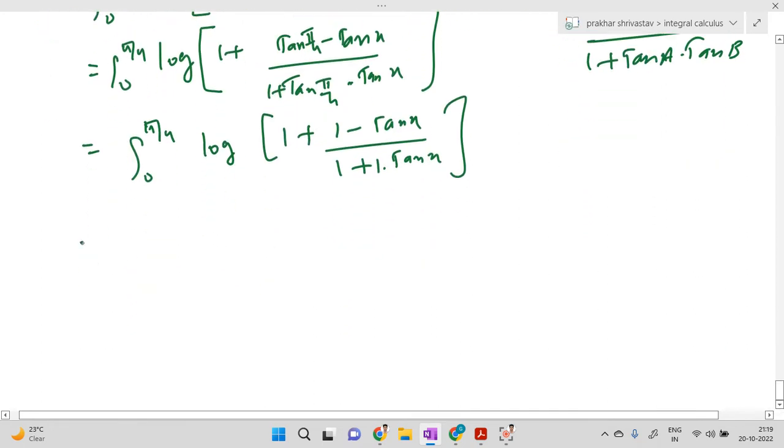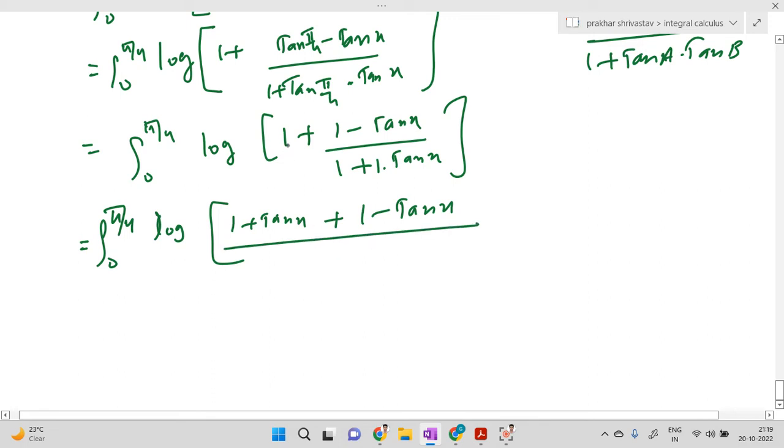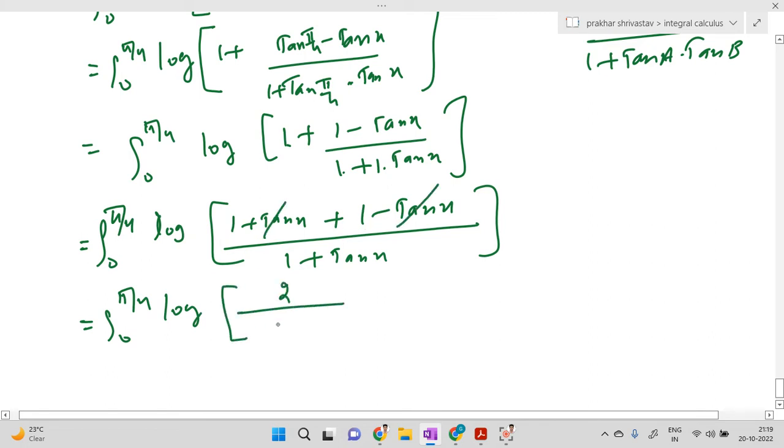समझ में आ रहा है? इंटीग्रल 0 टू पाई बाई 4 लॉग ऑफ, एलसीएम ले लो, तो ये हो जाएगा 1 प्लस tan x प्लस 1 माइनस tan x, ठीक है, डिवाइडेड बाय 1 से मल्टीप्लाई करना है पूरा, 1 प्लस tan x, ठीक है। Plus tan x and minus tan x get cancel out and it will be 2 by 1 plus tan x.